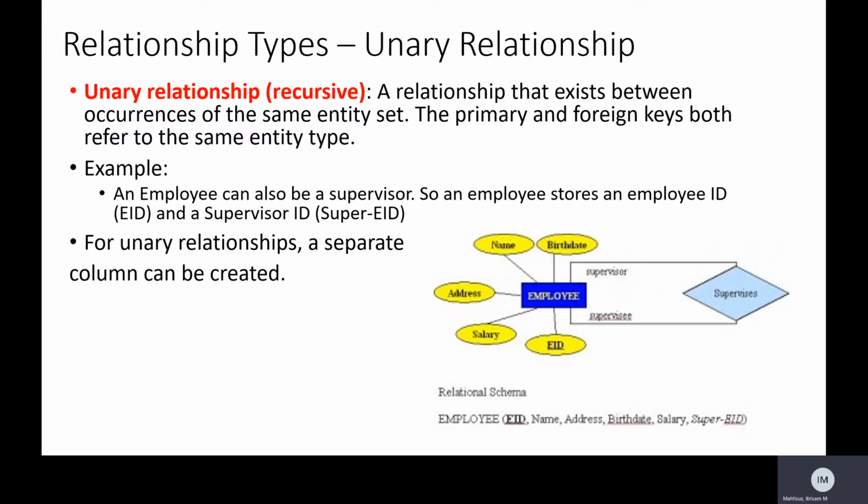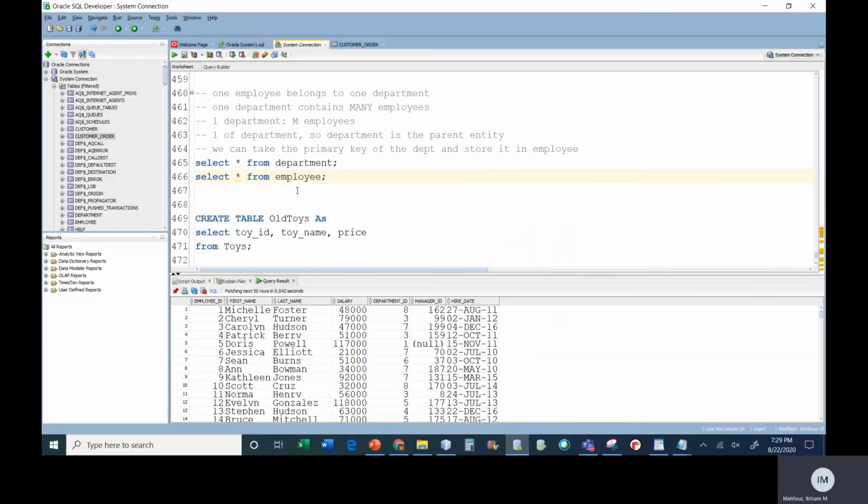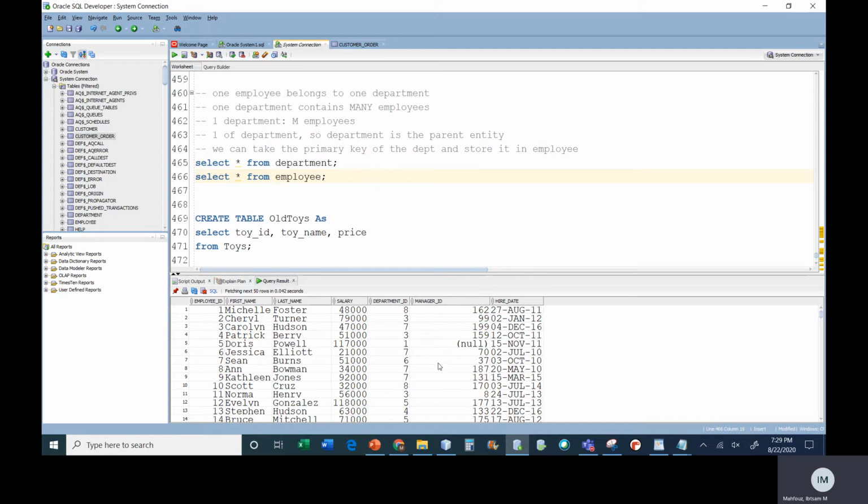involved in that relationship. If we have a relationship that only involves one entity itself, we say that is a unary relationship or a recursive relationship, because it only depends on itself. What does that mean? Let's take an employee, for example, and look at the database that we have loaded. When I look at my employee table, I have the employee ID, and one of the columns is the manager ID. So I'm storing a reference to my manager. Well, my manager is actually an employee. So each one of these IDs belongs to some employee.